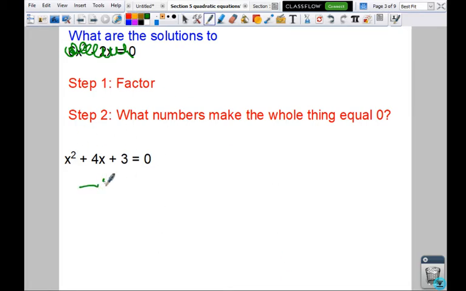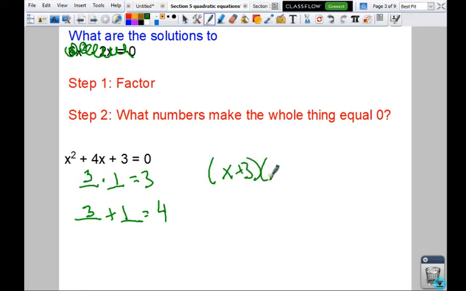I want to know what times what is 3, and the same numbers have to add up to 4. 3 and 1, right? 3 times 1 is 3. 3 plus 1 is 4. So I am going to split this apart. x plus 3, x plus 1 equals 0.